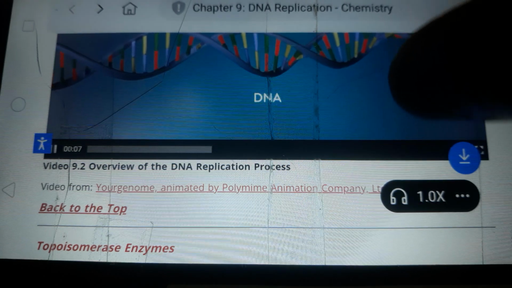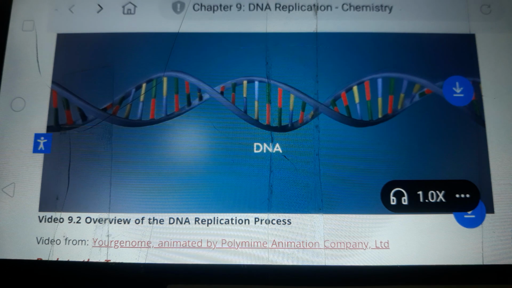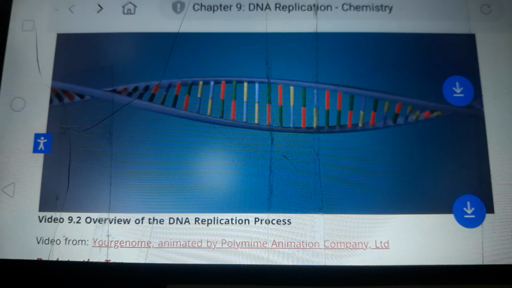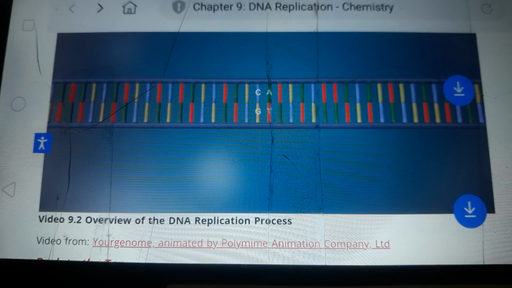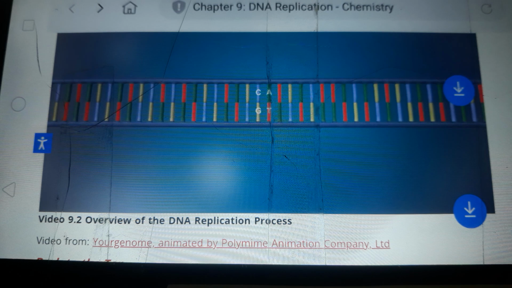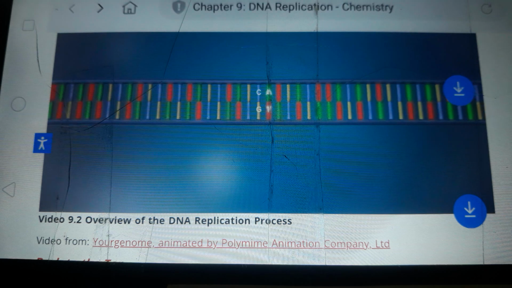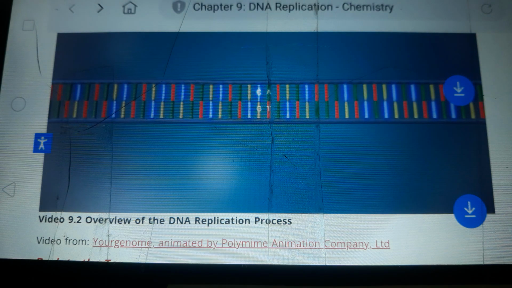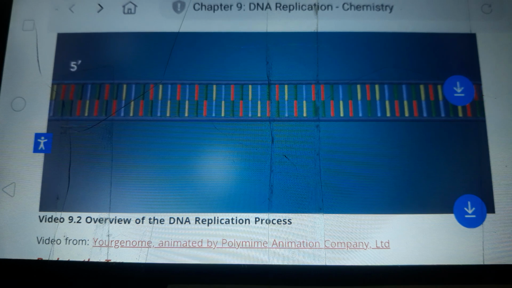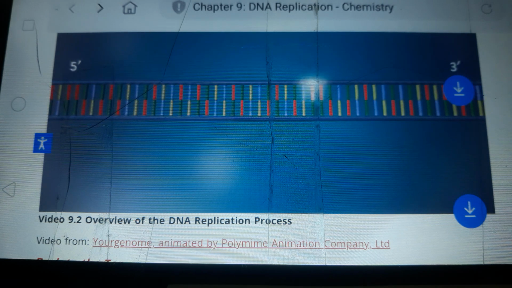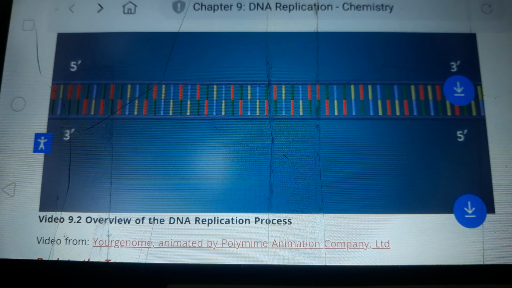DNA is a molecule made up of 2 strands, twisted around each other in a double helix shape. Each strand is made up of a sequence of 4 chemical bases, represented by the letters A, C, G, and T. The 2 strands are complementary. This means that wherever there's a T in one strand, there will be an A in the opposite strand. And wherever there's a C, there will be a G in the other strand. Each strand has a 5' end and a 3' end. The 2 strands run in opposite directions.